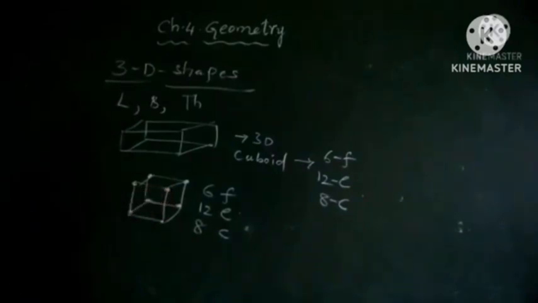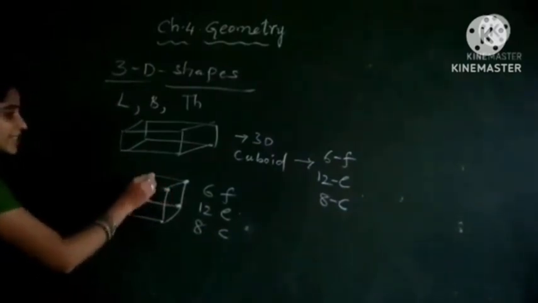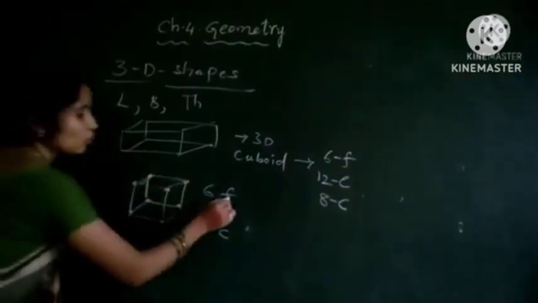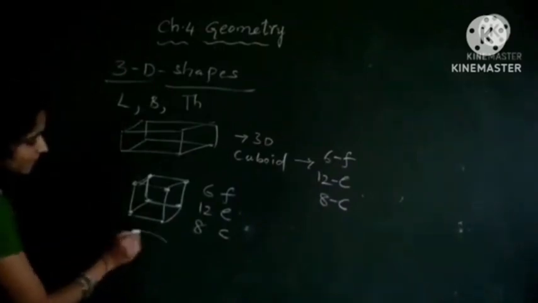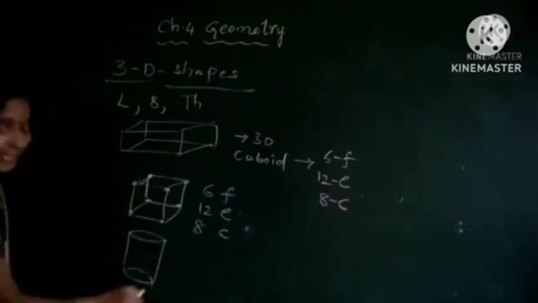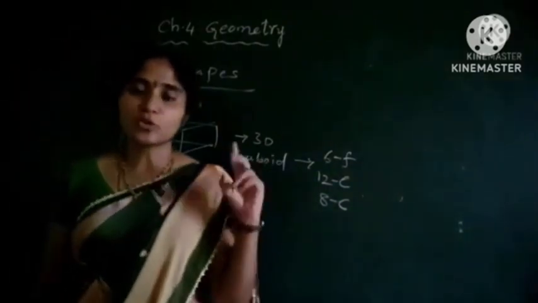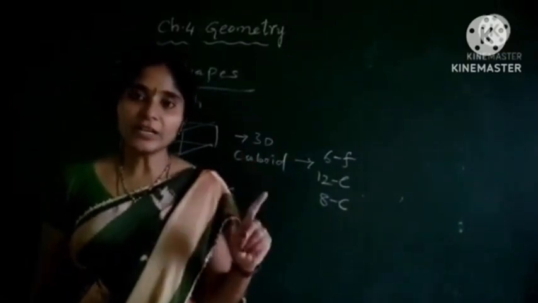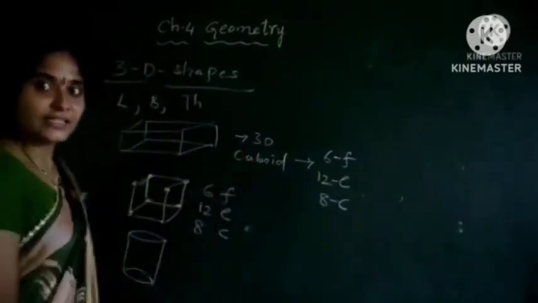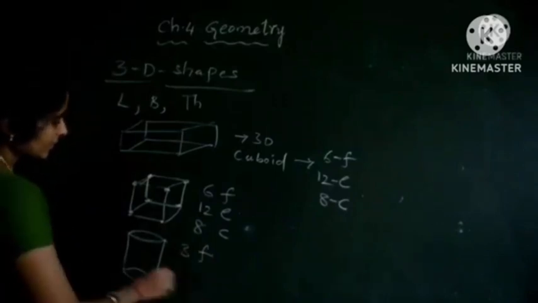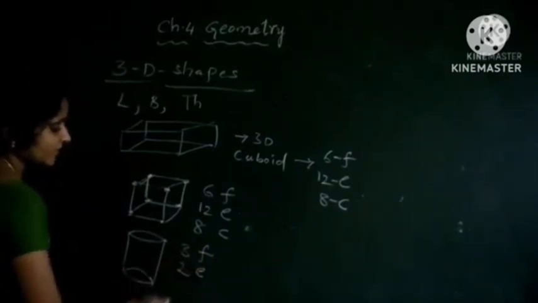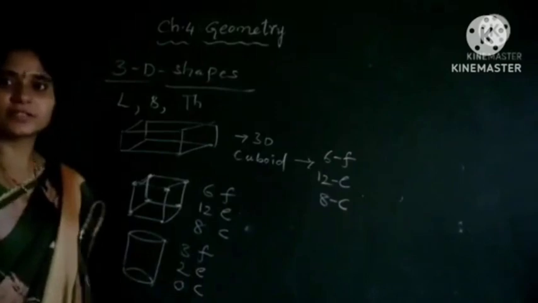These are all corners. When two faces meet, they form an edge. Okay, children. And cylinder. Cylinder has 3 faces, 2 circular faces and 1 curved face. It has 2 edges and no corners.